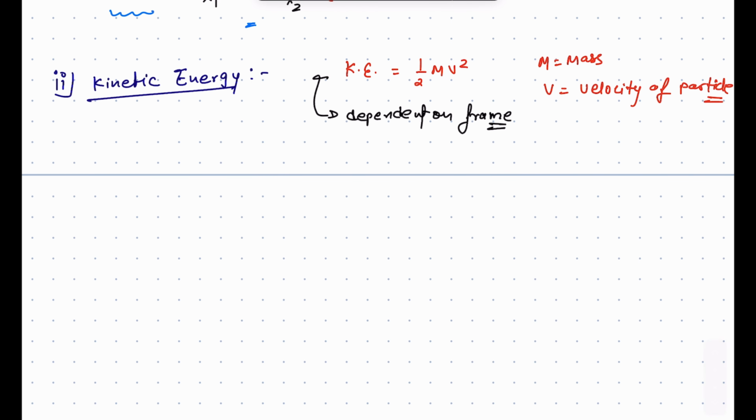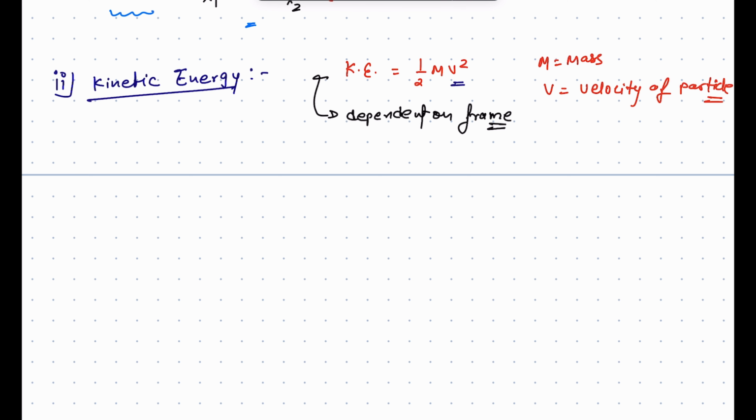So kinetic energy is the tendency of the object to do work because of the energy stored in the object due to its motion, and this becomes dependent on the observer. If the observer is stationary, then it would be something different, and if the observer is moving, then it would be something different. All right. Now the unit of energy is going to be the same as that of work. All the units we have discussed can also be used for kinetic energy.